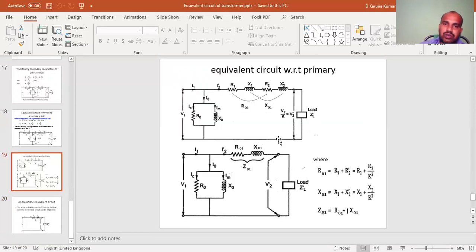The equivalent circuit with respect to the secondary side has R2 plus X2, and here R1 dash plus X1 dash. Finally R02 equals R2 plus R1 dash, and X02 equals X2 plus X1 dash. So you get the values R1 dash equals K square into R1, R02 equals R2 plus R1 dash. Then finally you get Z01 plus Z2 equals the final Z value. This is the equivalent circuit with respect to the primary.